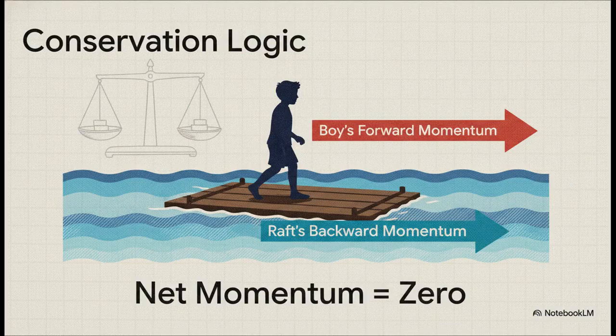Okay, let's break down the conservation logic here. The initial momentum of the buoyant raft system is zero, right? Because everything is stationary. But when the boy walks, he gains forward momentum. Now, because the total system must maintain that initial zero momentum, the raft has to slide backward toward the shore in the exact opposite direction. The positive momentum of the boy and the negative momentum of the raft perfectly cancel each other out, proving that the universe, without fail, always balances the books.